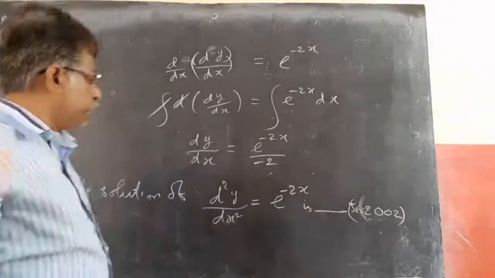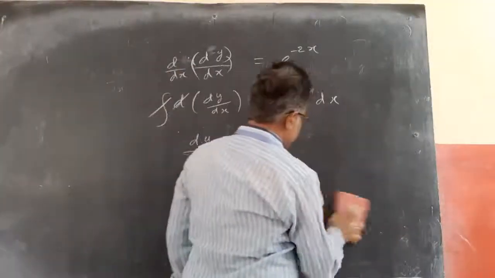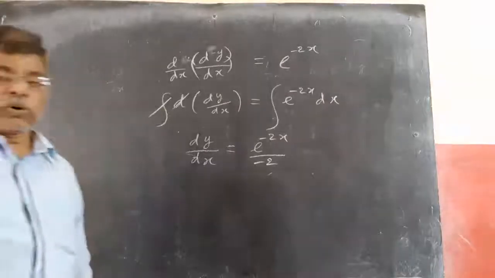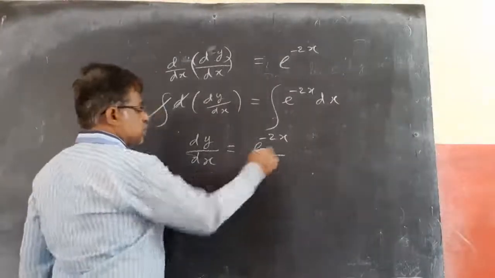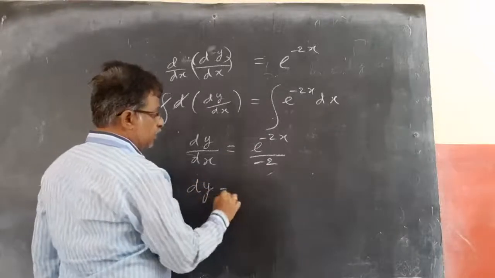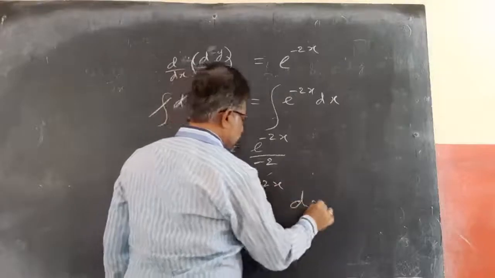That's why I told you, basics are very important for JEE, not the formula or something else. You need to concentrate only on the concept first. Now, this dx to that side, again dy = e^(-2x)/(-2) dx, variable separable.